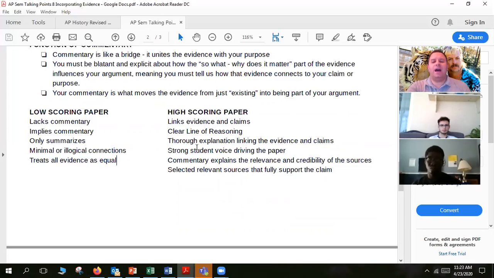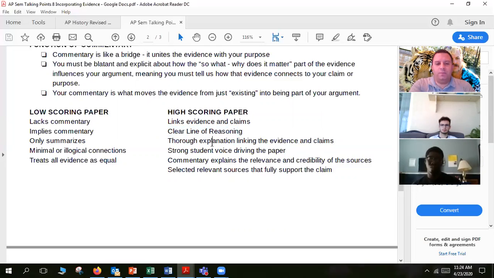And then if you look at what a higher scoring paper does, okay, obviously there is a clear link between the evidence and the claims, okay? This, I think, for many of you, and I think really for anybody, that's the hardest thing for people to do. You cannot assume that the evidence just speaks for itself. And I think a lot of you make that mistake because you're like, here's the evidence, and then you kind of leave it to the reader to figure out how it relates to your claim. You have to be extremely explicit, okay? And that's what your line of reasoning is, okay? You are linking the evidence to the claim, okay? And you have that really thorough explanation.